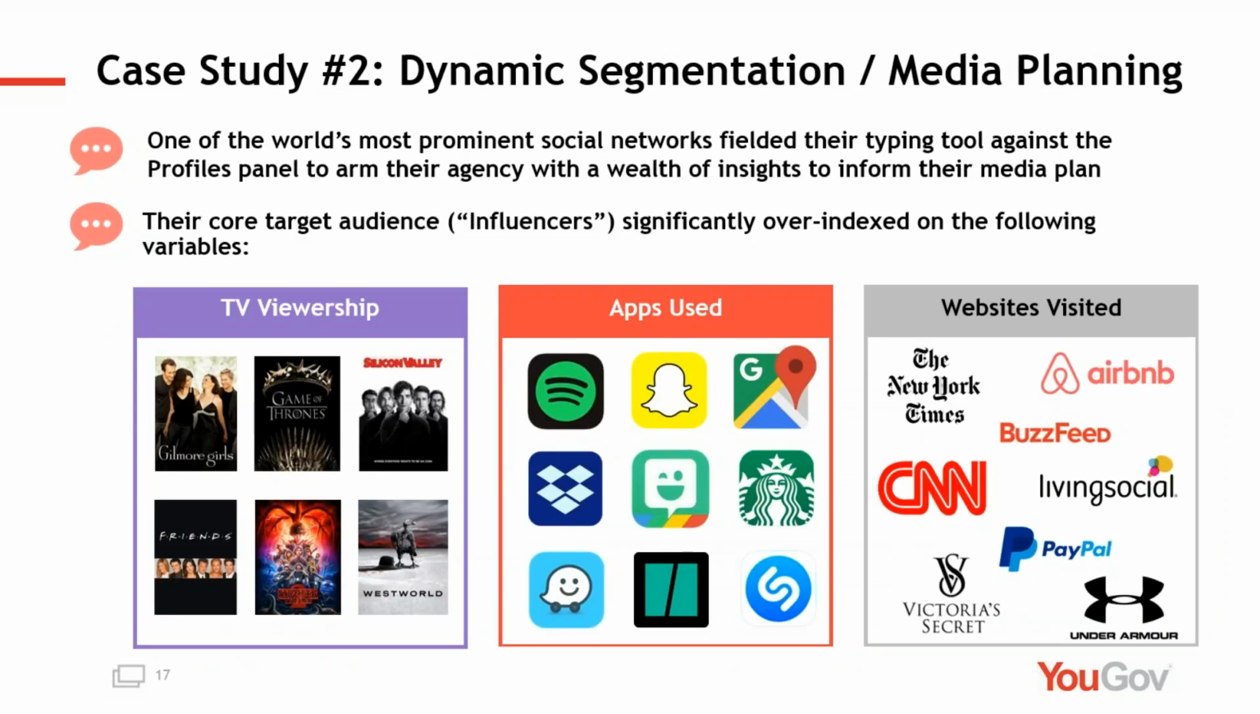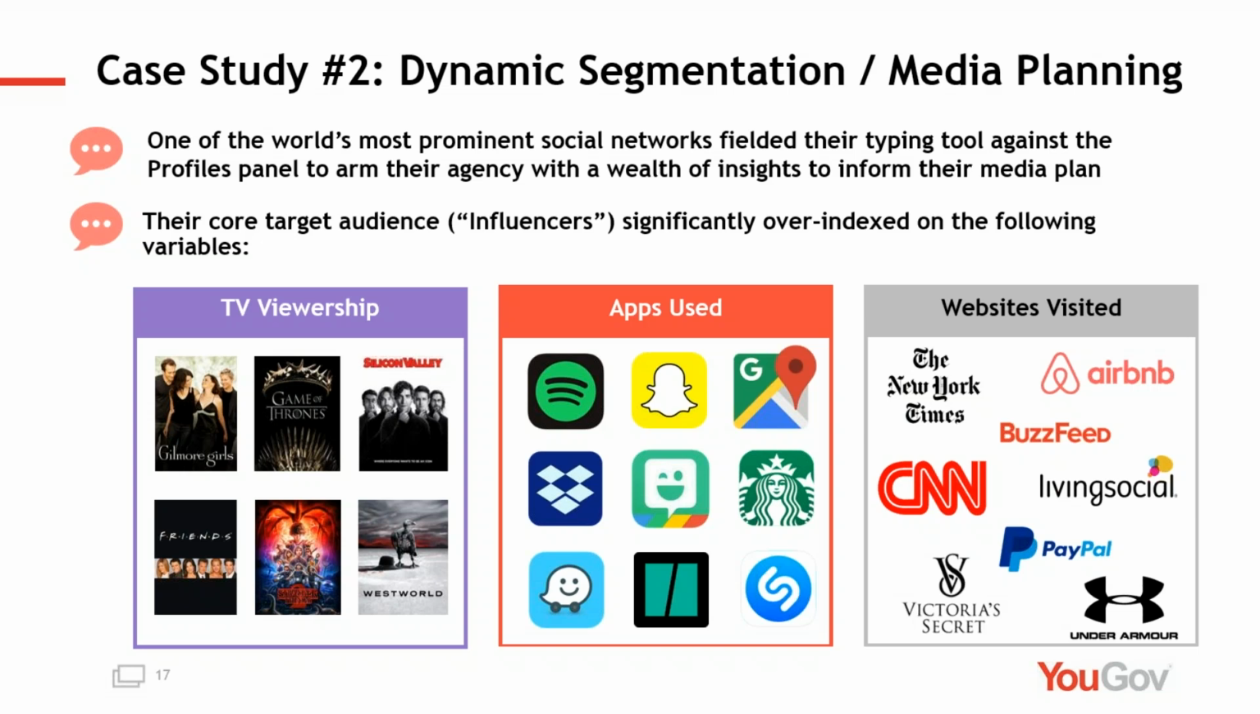Case study number 2. Here we're going to talk about one of the world's most prominent social networks. Again, fielding their typing tool against the profiles panel is Recontact, specifically to arm their agency with a wealth of insights to inform their media plan. In this example, the core target audience, which we'll call influencers, significantly over-indexed on variables below.